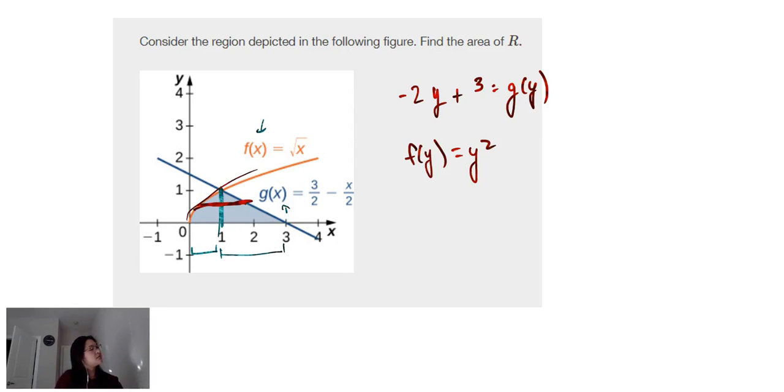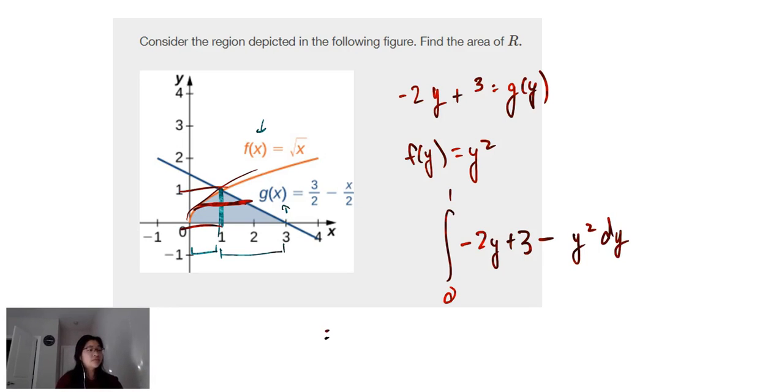Let's just do that one. And where do those intersect? At 1? 0 to 1. Okay, so we got from 0 to 1, and we have our right function is g of y, so we have -2y plus 3 minus our left function, which is y squared, and that's only one term, so I don't need to have parentheses, dy, although you could if you want to. So what's that?